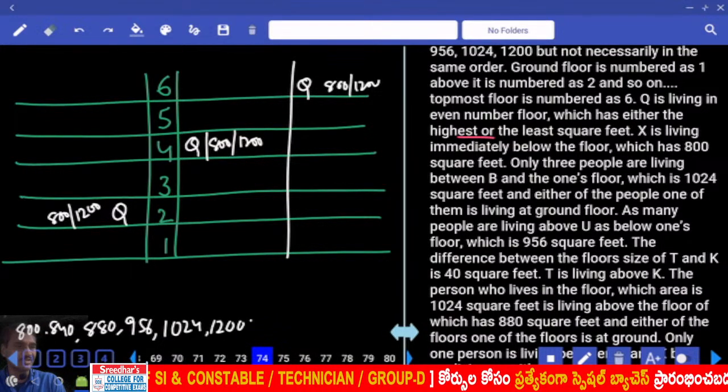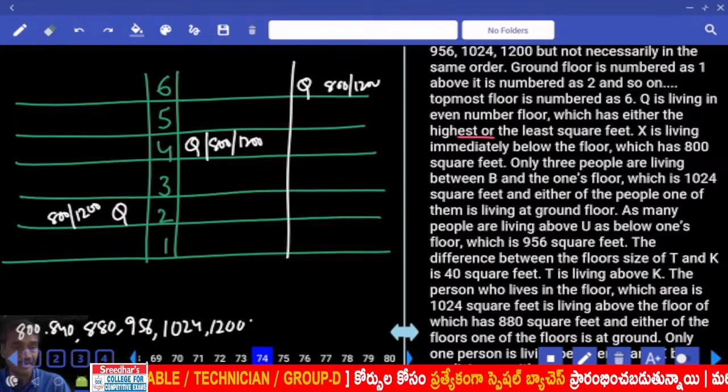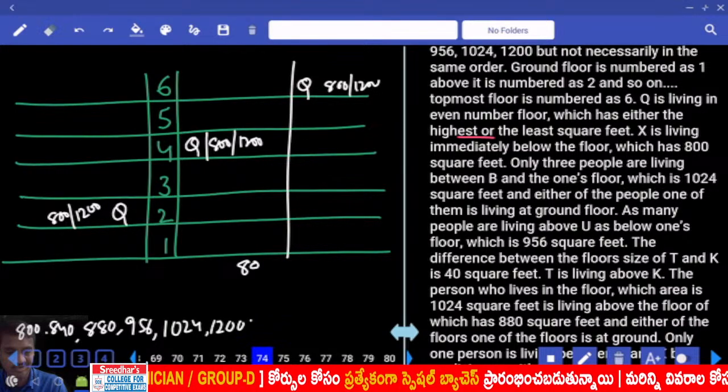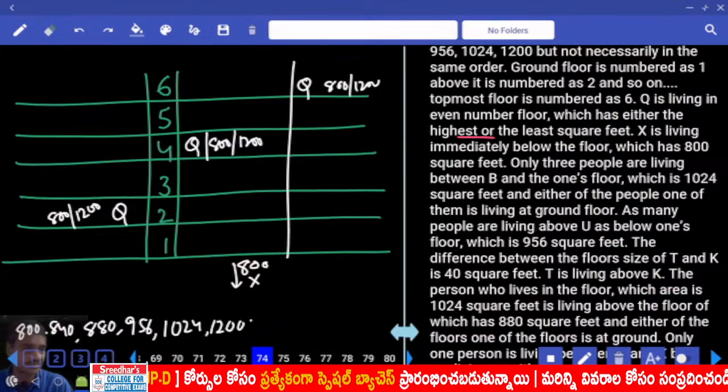And X is living immediately below the floor which is 800. Now X is immediately below this 800.